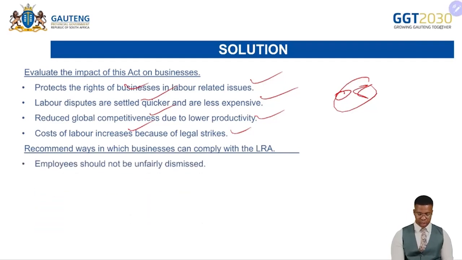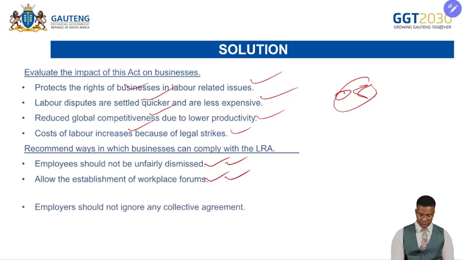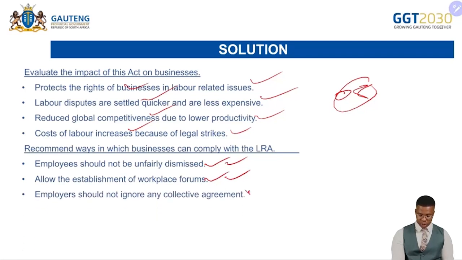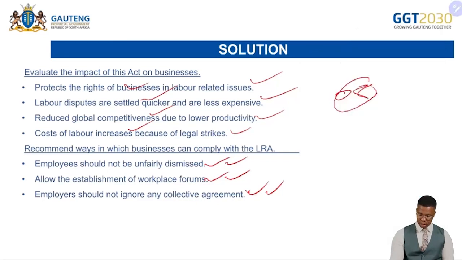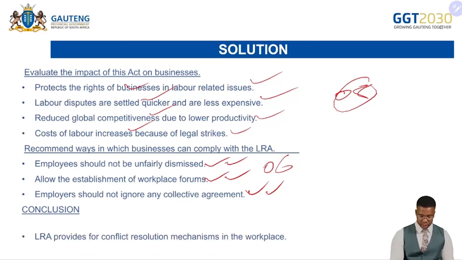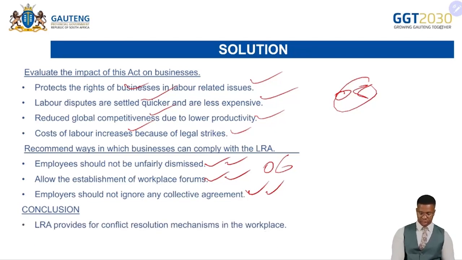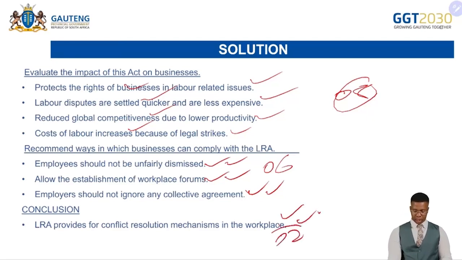Then recommending ways in which a business can comply. Employees should not be unfairly dismissed, 2 marks. And then allow the establishment of workplace forums, and employers should not ignore any collective agreement. Then the conclusion should be a new meaning. LRA provides for conflict resolution mechanisms in the workplace. Then that is 2 marks.